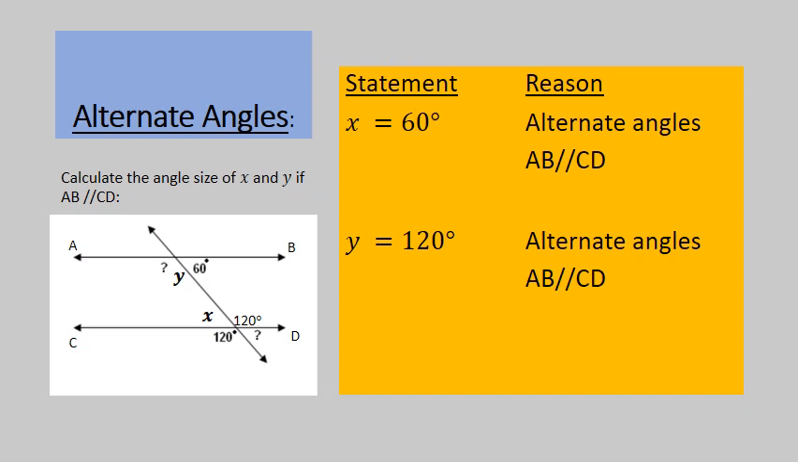A question for alternate angles is calculate the angle size of x and y if AB is parallel to CD. So again, parallel lines have been given, so we are given the go-ahead to work with the fun angles, the alternate angles. Okay, can you see that x would be equal to 60 if a Z is drawn there? And can you see that y is equal to 120? Again, the reason would be alternate angles, and NB, you have to say AB is parallel to CD.